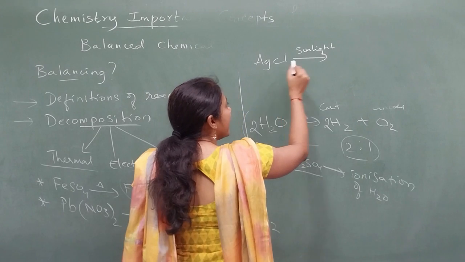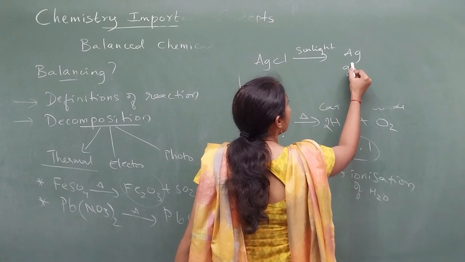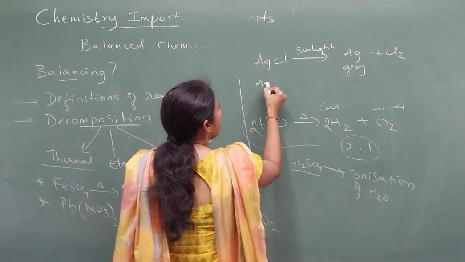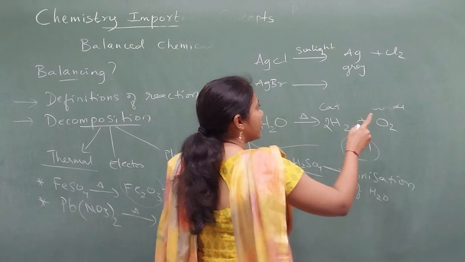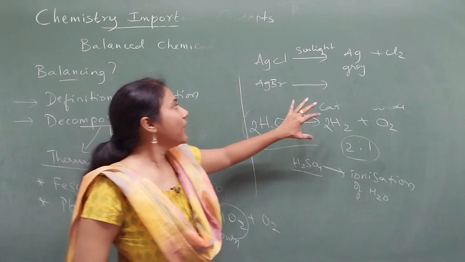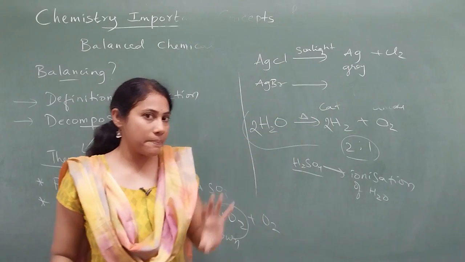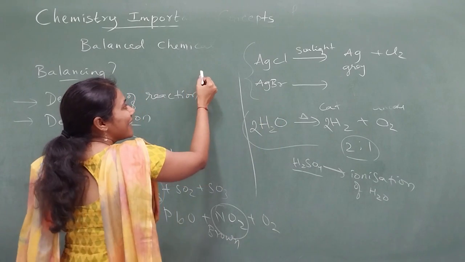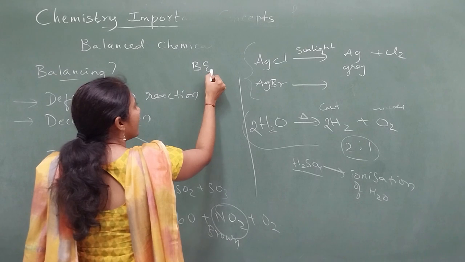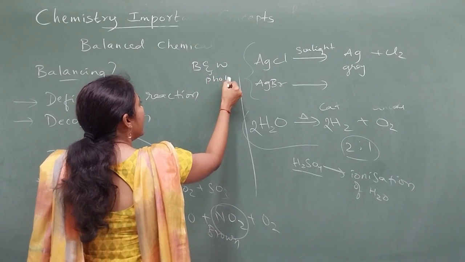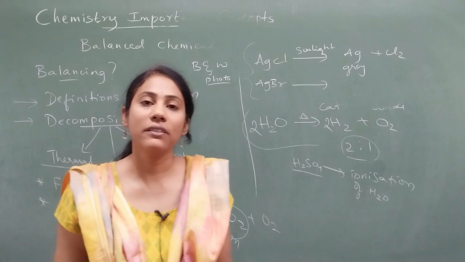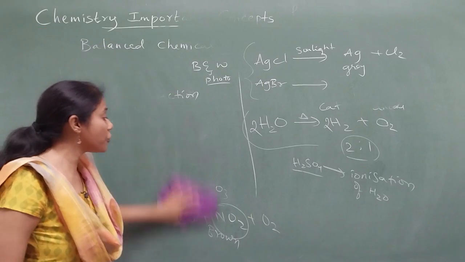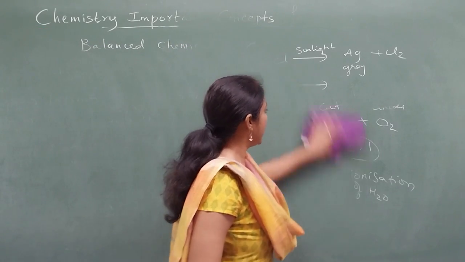Okay, so this white AgCl gets converted into grey silver and chlorine gas is evolved. Similarly, you have AgBr also, same type of reaction, right? In both of them, observe the color changes, that is mandatory. These reactions are used in black and white photography, so these two equations are helpful. These are some aspects of the decomposition reaction which you have to take care, very important.